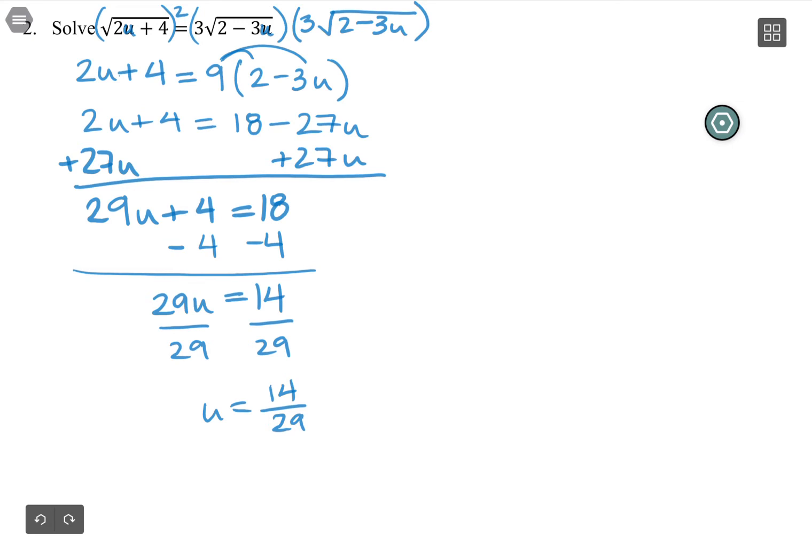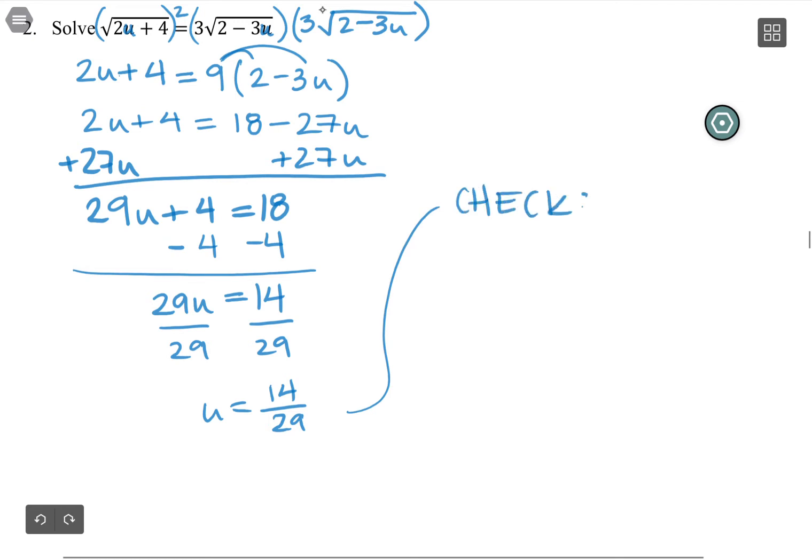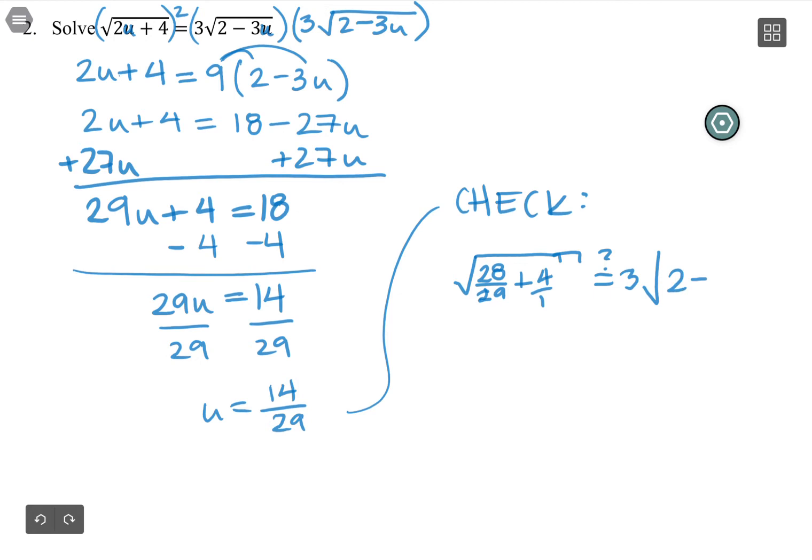And I really don't want to check it, but I probably should. Let me think about it. So I'm going to check. Square root of 2 times 14 over 29, which gives me 28 over 29. 2 times 14 is 28. And then I need to add 4, which I can work on in a minute. And I want to know, does that equal 3 times the square root of 2 minus 3 times 14 over 29? What is 3 times 14? 42 over 29.